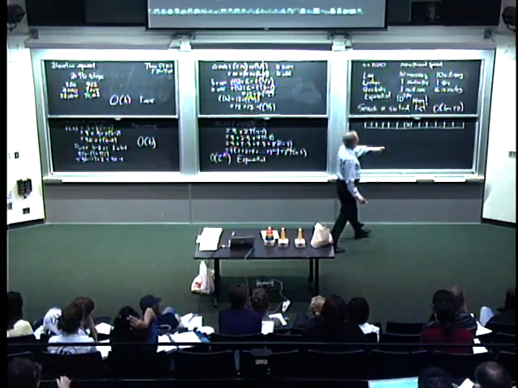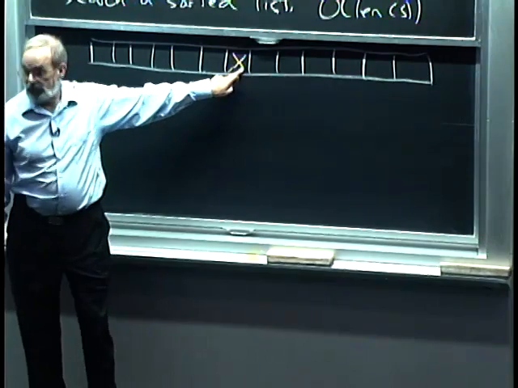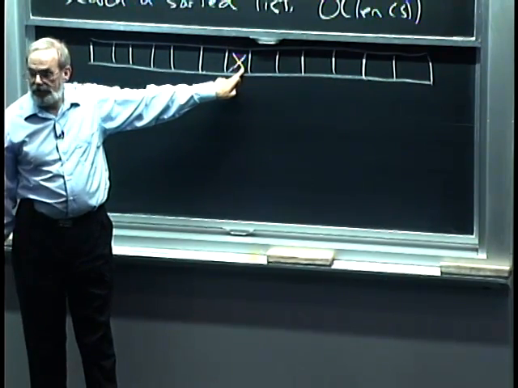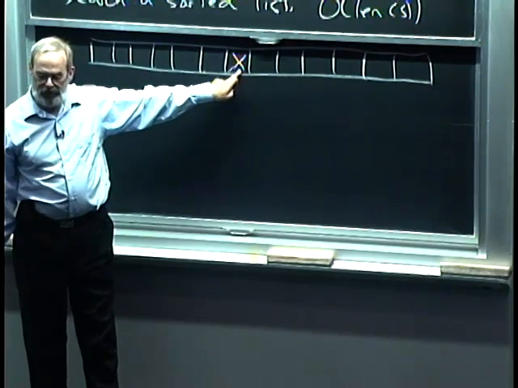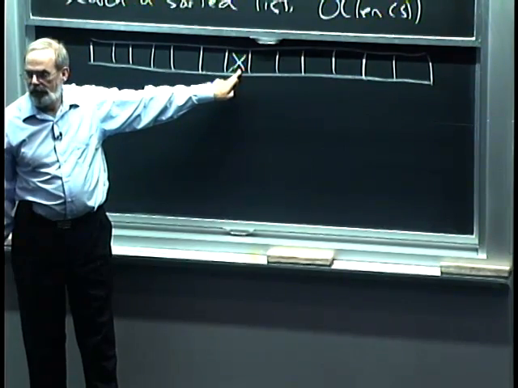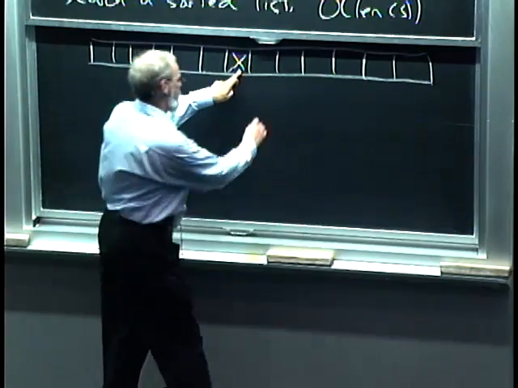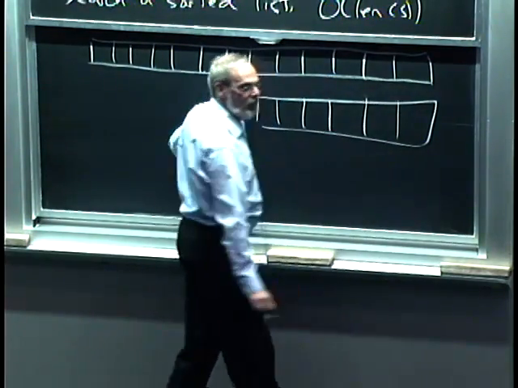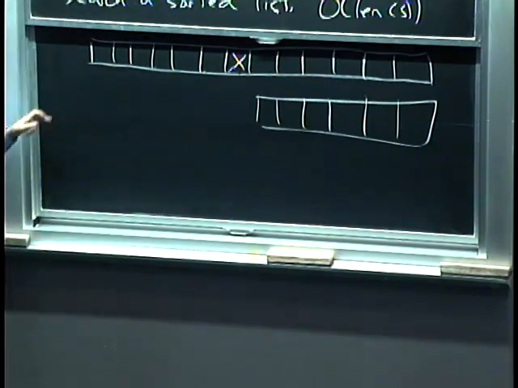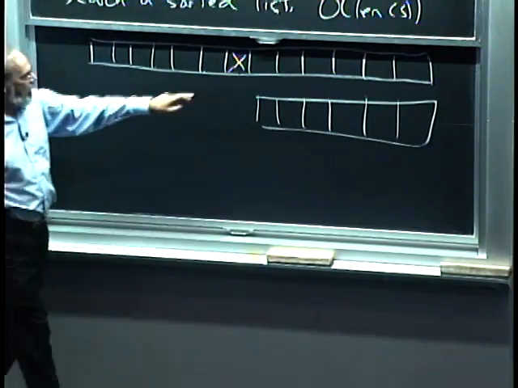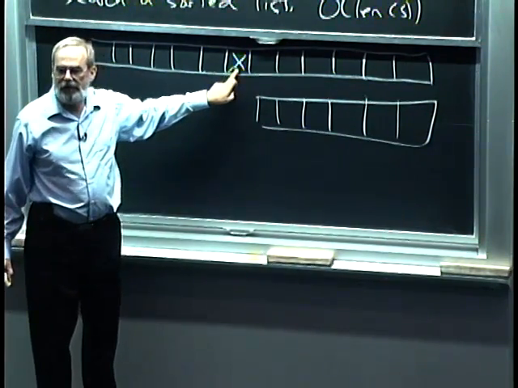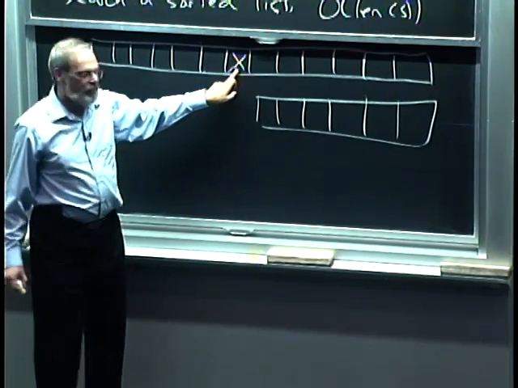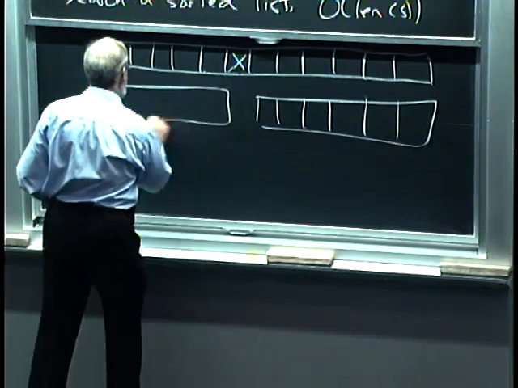Well, I could look at the value here and compare it to the value I'm trying to find and say the following. If the value I'm looking for is bigger than this value, where do I need to look? Just here. Can't possibly be there, because I know this thing is ordered. On the other hand, if the value I'm looking for is smaller than the value I see here, I just need to look here.